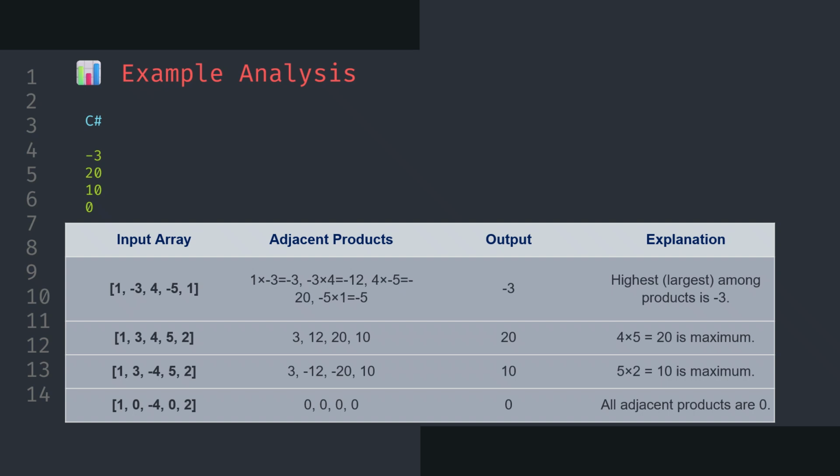These examples highlight edge cases when all products are non-positive, such as the first one. The largest is the highest negative number. When there are large positive adjacent values, such as the second example, that pair dominates. The implementation handles zeros and negatives naturally.